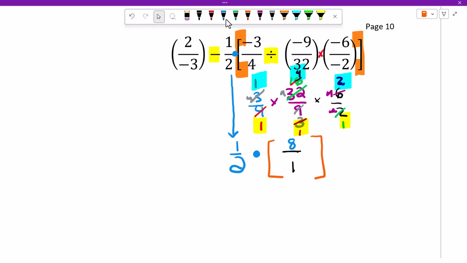Clean it up. Is there anything we can clean up? The 2 and the 8 can be divided by 2. Cancel, cancel. So that's 4. Oh, and then we multiply the tops together. 1 times 4 is 4 over 1. Okay. So now we've got that down to a single number. We can bring down our last operation. We have a minus sign, and a 2, and a 3. And I'm going to move that negative to the top.